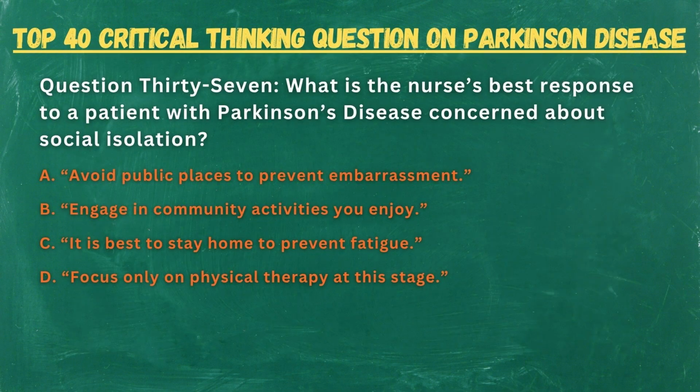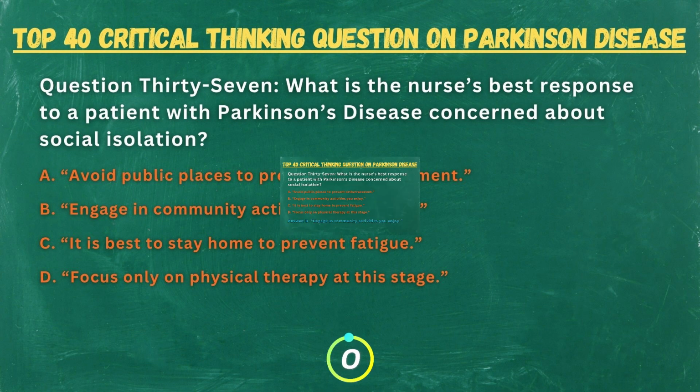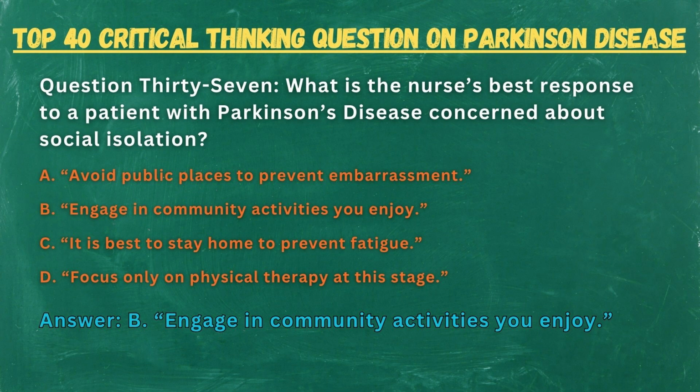Question 37. What is the nurse's best response to a patient with Parkinson's disease concerned about social isolation? A. Avoid public places to prevent embarrassment. B. Engage in community activities you enjoy. C. It is best to stay home to prevent fatigue. D. Focus only on physical therapy at this stage. Answer: B. Engage in community activities you enjoy.